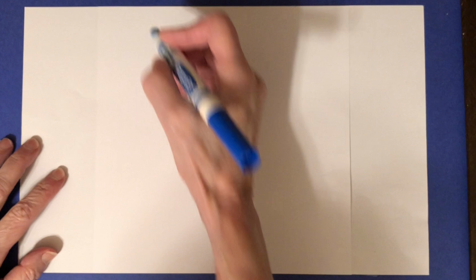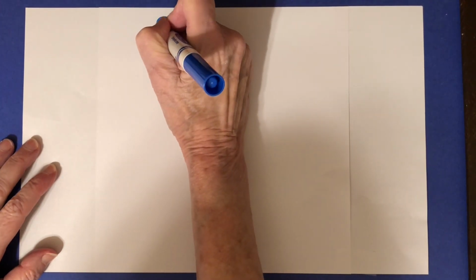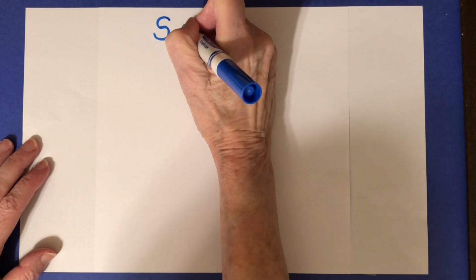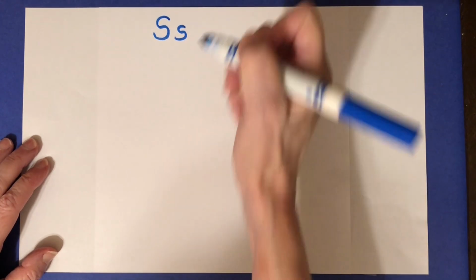Now we are going to blend sounds together to make words. All of our words will have the sizzling sausages sound. Sizzling sausages, sizzling sausages, s. Do that with me. Sizzling sausages, sizzling sausages, s, s, s. Good. We spell that sound with an S. So here's a capital S. Kind of looks like a snake. And here's a lowercase s.